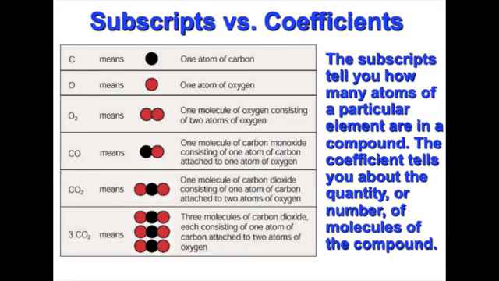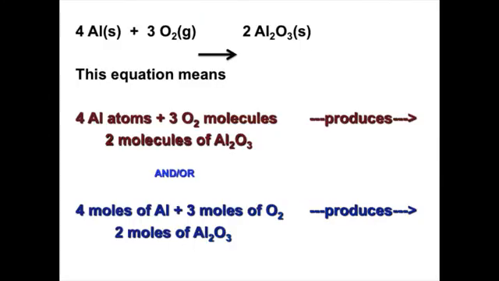Subscripts tell you how many atoms of a particular element are in a compound. The coefficients tell you about the quantity or the number of molecules in the compound. Here's an equation. It tells you 4 aluminum atoms plus 3 oxygen molecules produces 2 molecules of Al2O3.